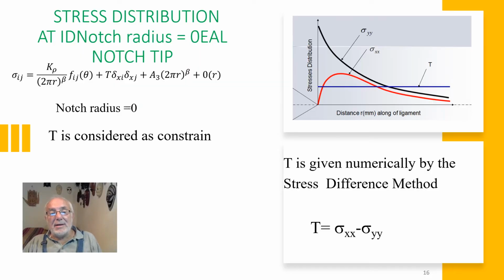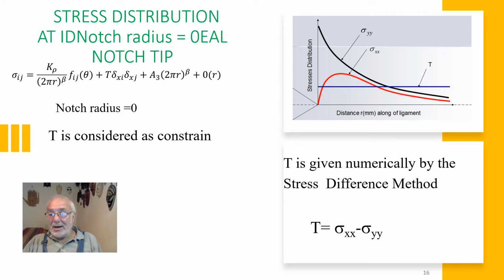In this slide, we define the constraint T from the stress distribution at an ideal notch tip. According to Williams, the stress distribution at the notch tip is given by this formula, in which the first term is given by the notch stress intensity factor, and its second term is the so-called T-stress or constraint parameter.